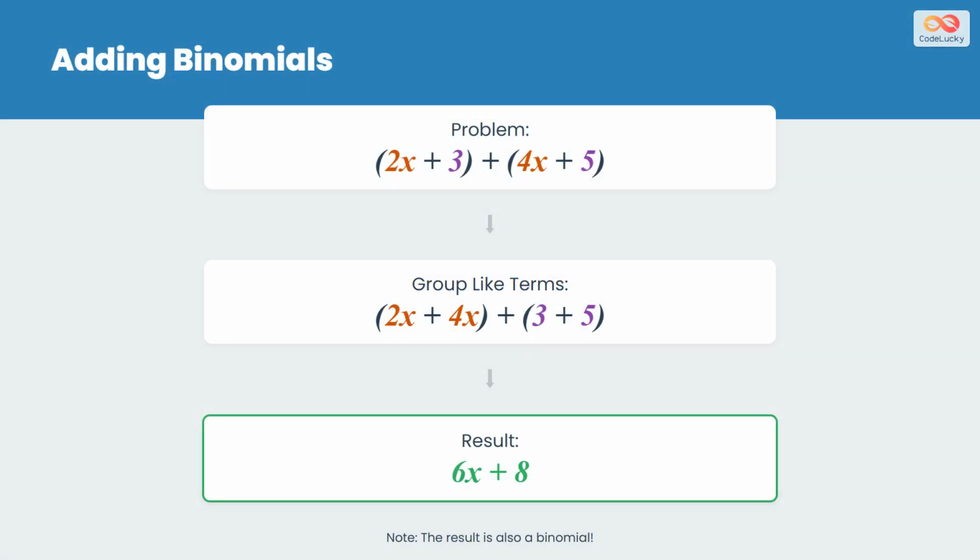Adding binomials is straightforward. You simply group the like terms together. In this example, we have 2x plus 3 added to 4x plus 5. We group the x terms, 2x and 4x, and then the numbers 3 and 5. The result is 6x plus 8, which, interestingly, is also a binomial.